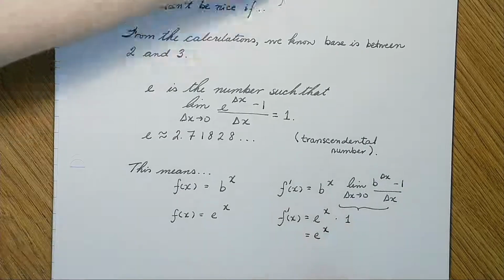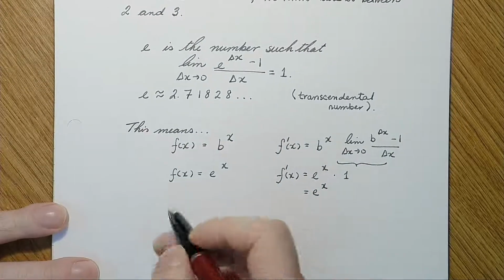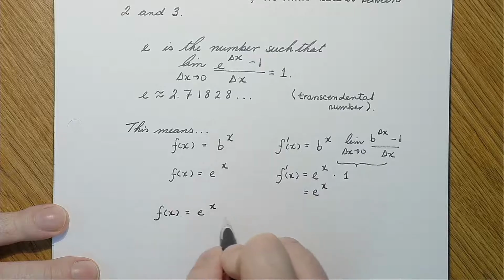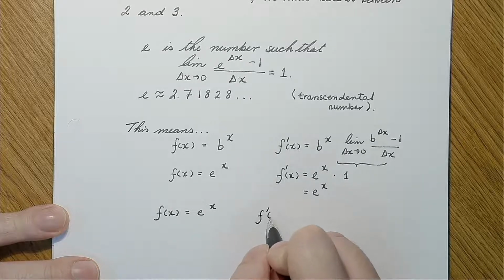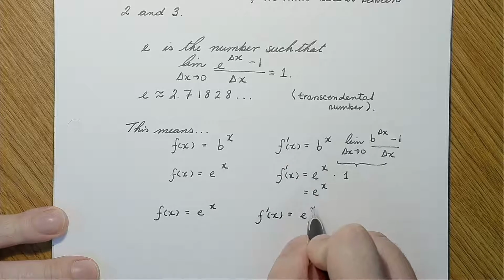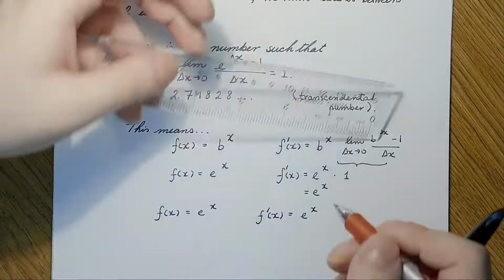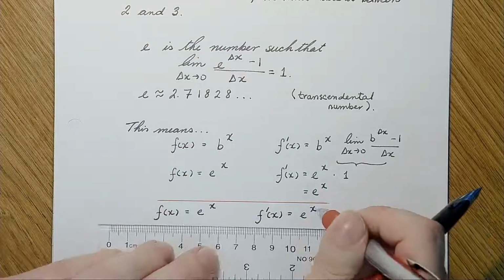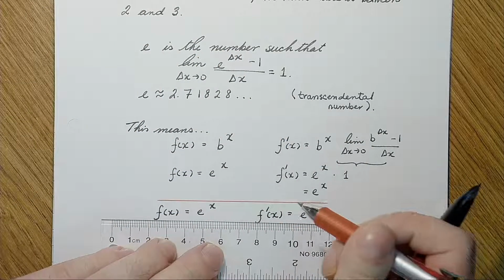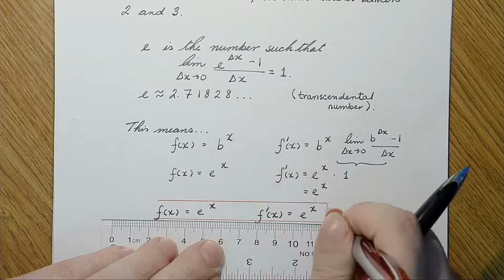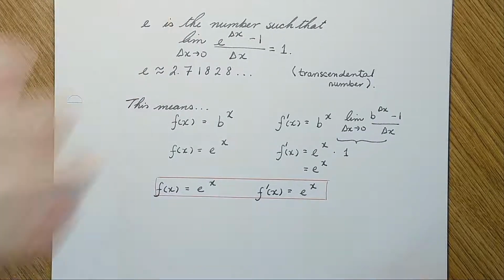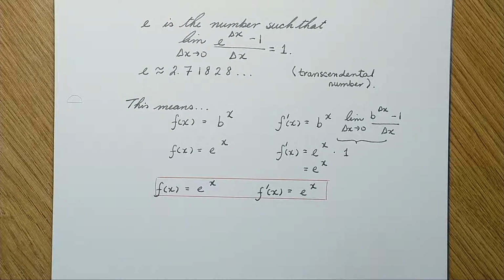So just again, to drive home the point, I have this function e to the x, and the derivative of itself is e to the x. So it's a very easy function to remember for its derivative. Is everyone okay with that one?